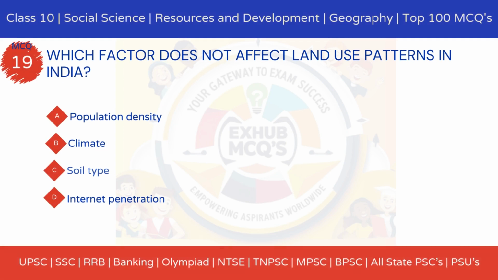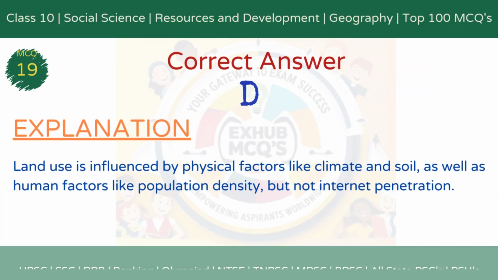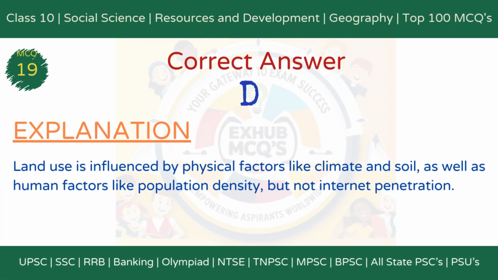MCQ 19. Which factor does not affect land use patterns in India? Option A, population density. Option B, climate. Option C, soil type. Option D, internet penetration. The correct answer is option D, internet penetration. Explanation. Land use is influenced by physical factors like climate and soil, as well as human factors like population density, but not internet penetration.